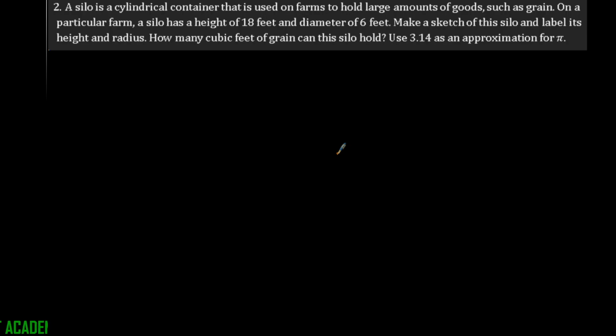All right, so now the second one after that, it says a silo is a cylindrical container that is used on farms to hold large amounts of goods, such as grain. On a particular farm, a silo has a height of 18 feet and a diameter of 6 feet. Make a sketch of this silo and label its height and radius. How many cubic feet of grain can this silo hold? And then it says use 3.14 as an approximation. So you can make a sketch of this. Let's say some key parts of this.